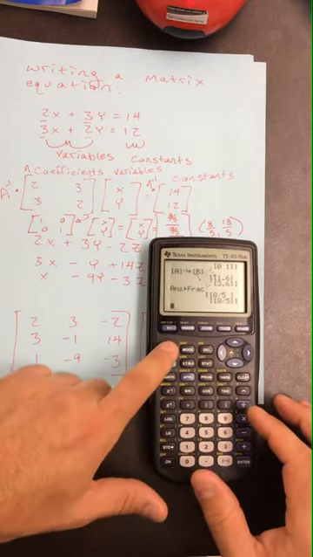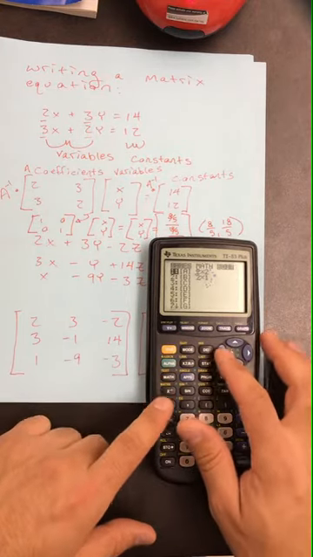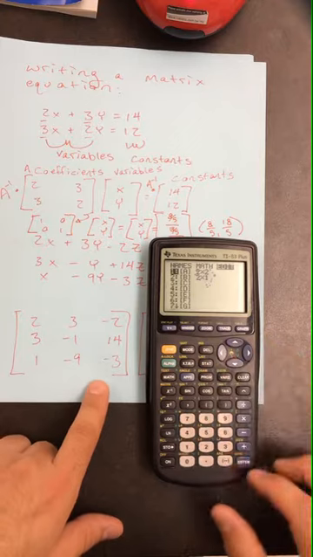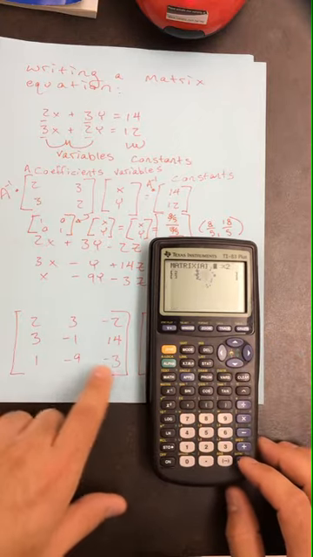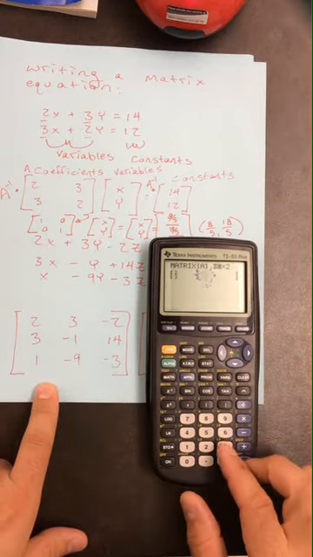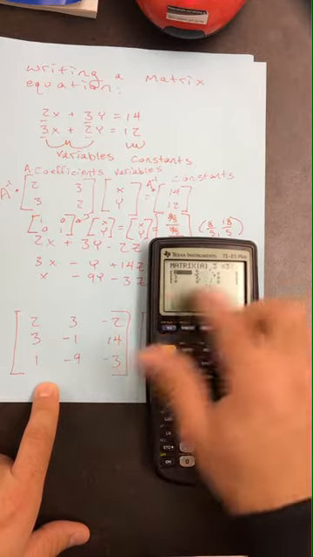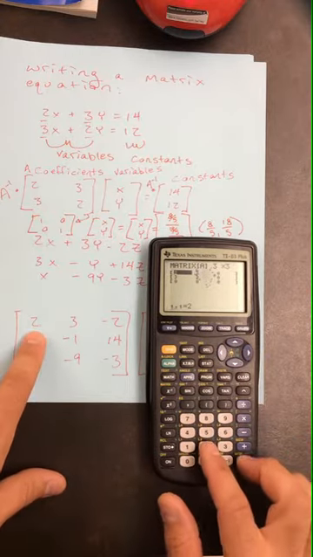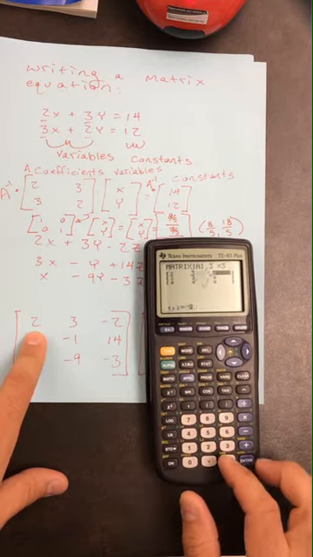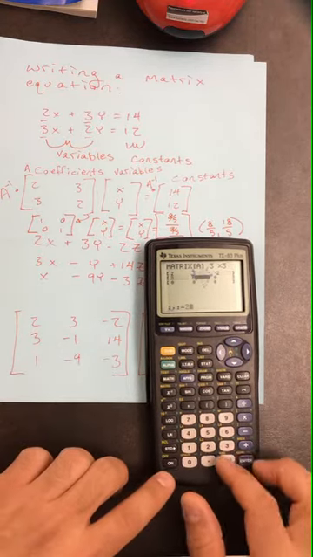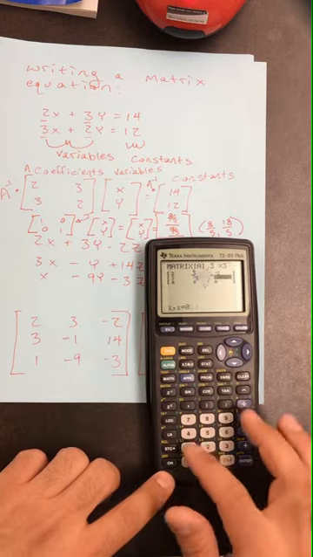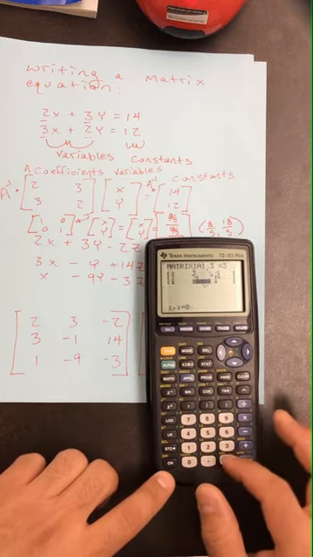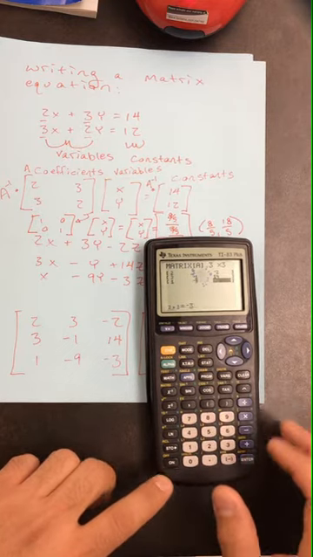So what I need to do is I need to go back into matrix and I need to go to edit, and I'm going to edit matrix A. So matrix A is now a 3 by 3. So I'm going to put that in and see it fills in the values that weren't there with zeros. I need to fill in all my values. So 2, 3, negative 2, 3, negative 1, 14, 1, negative 9, and negative 3.